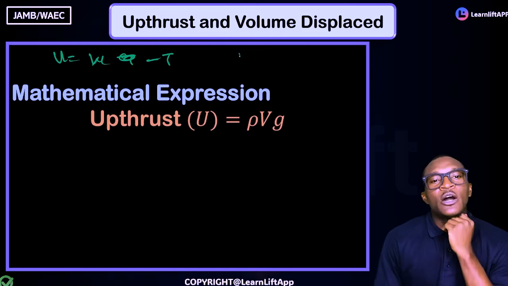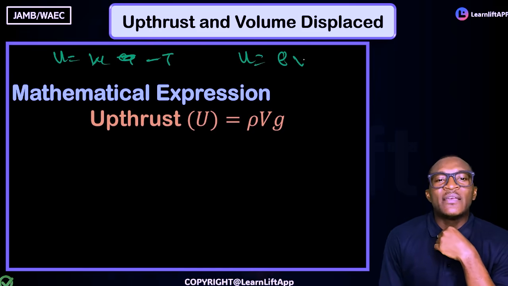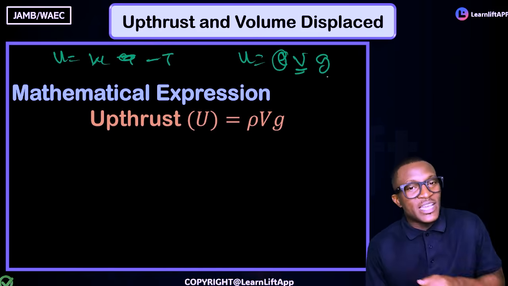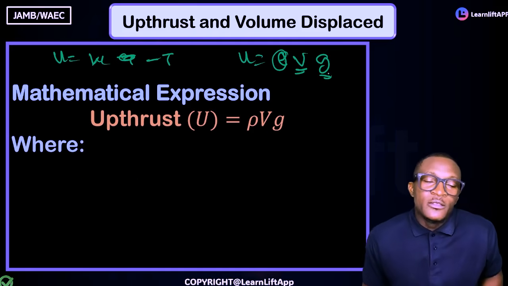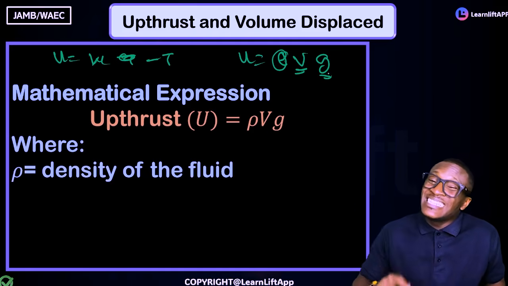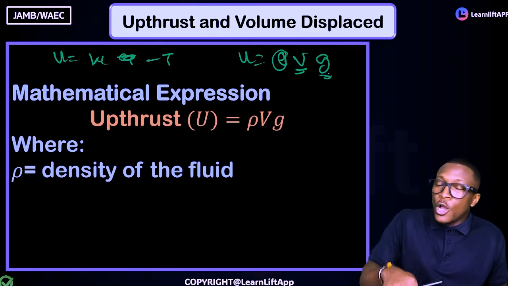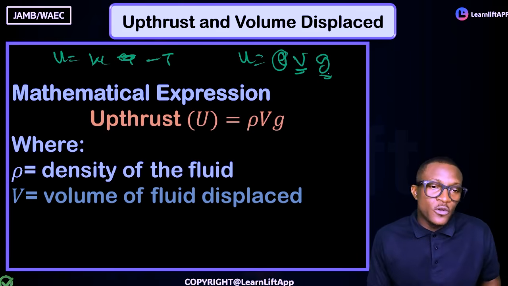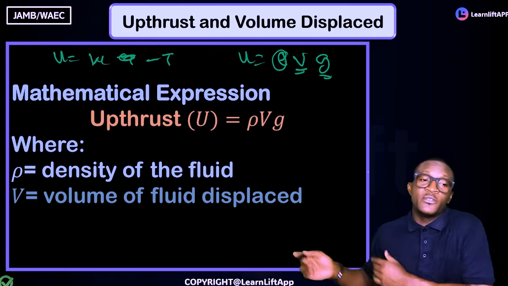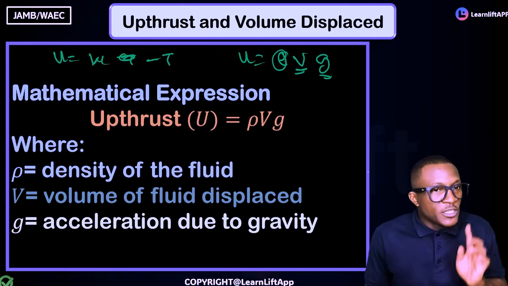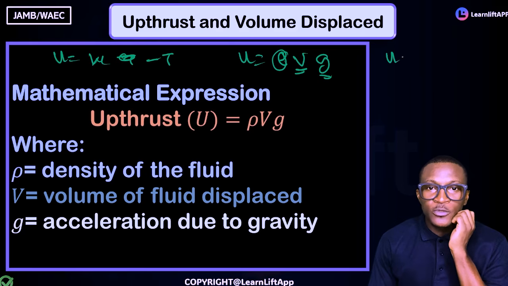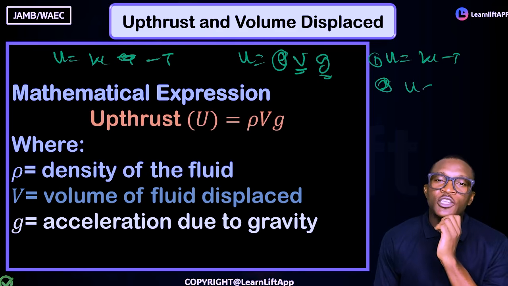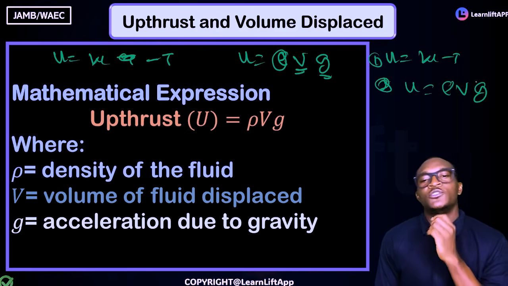Another formula for upthrust is that upthrust is equal to density times volume times g. Now, this is the density of the fluid, this is the volume of the object, while this is gravity. Let's use the density of the displaced fluid, because upthrust is equal to density of displaced fluid times volume times g, where g is gravity. So we have given two formulas for upthrust. First, upthrust is equal to W minus T. Second, upthrust is equal to density times volume times g.